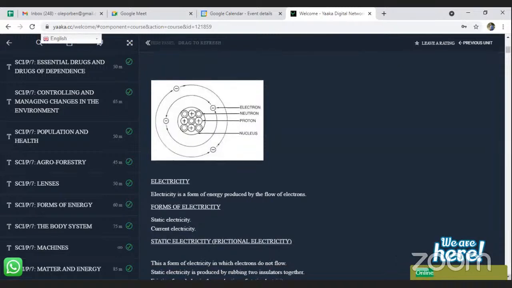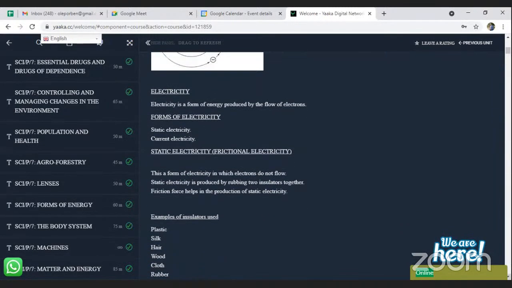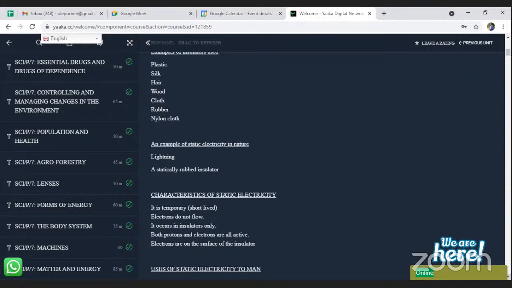The good thing is you already read about this. So these are the types. Static electricity is also called frictional electricity because it is produced by rubbing two surfaces together. Examples of static electricity: lightning.